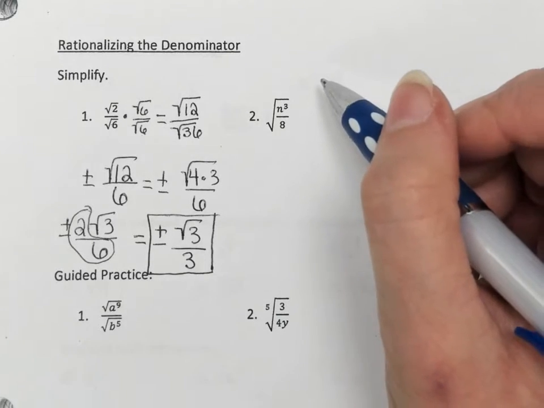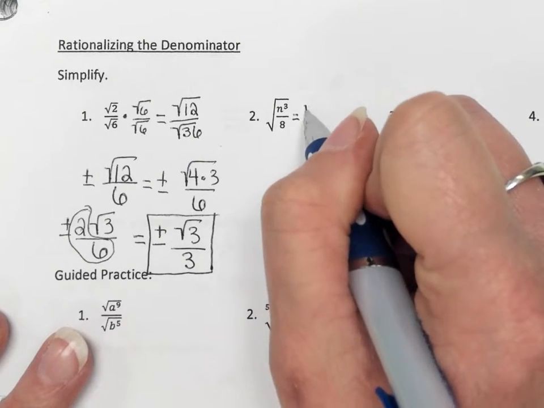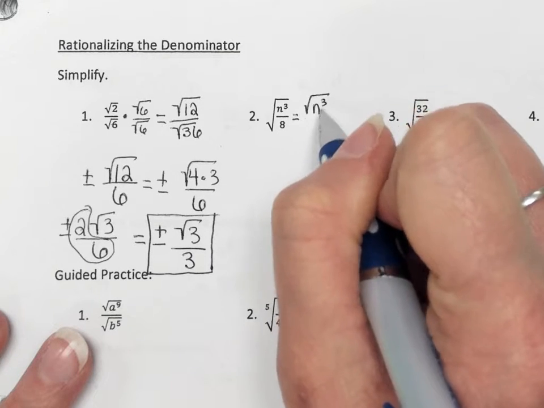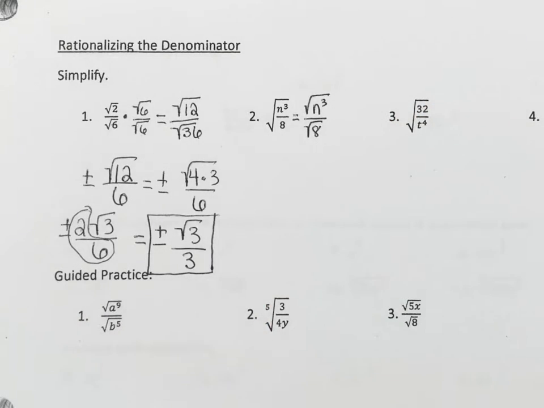All right, what about number 2? Let's break up number 2. First of all, you can make that into 2 square roots, so square root of n to the third over just the square root of 8 like that, okay? Do you have to do that? No. It just makes it easier to look at. Because do you see the problem now? What's wrong with this problem? What's the square root in the bottom? How do I fix it?